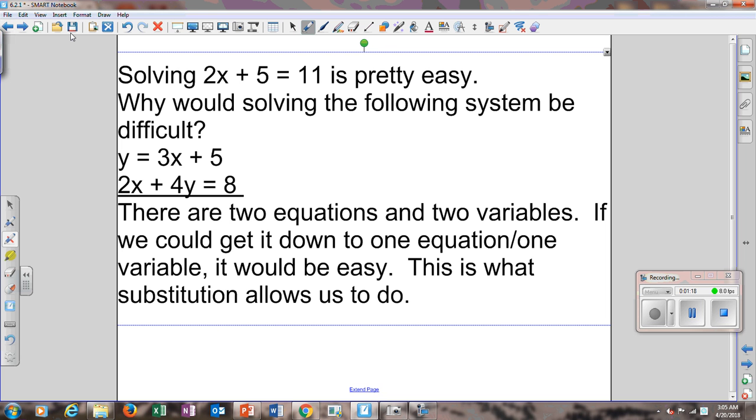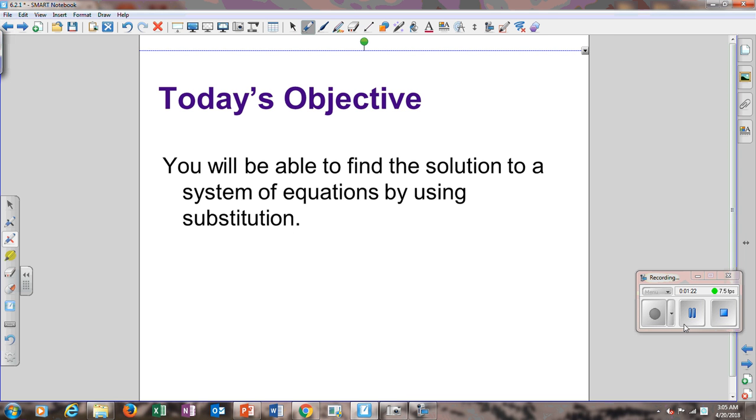By the way, this is the discussion. You didn't have to write that down. Today's objective: you'll be able to find the solution to a system of equations by using substitution. So remember we had issues with graphing because it wasn't exact and you can't draw a line straight, hit the points perfectly. So this will be our solution to that problem.